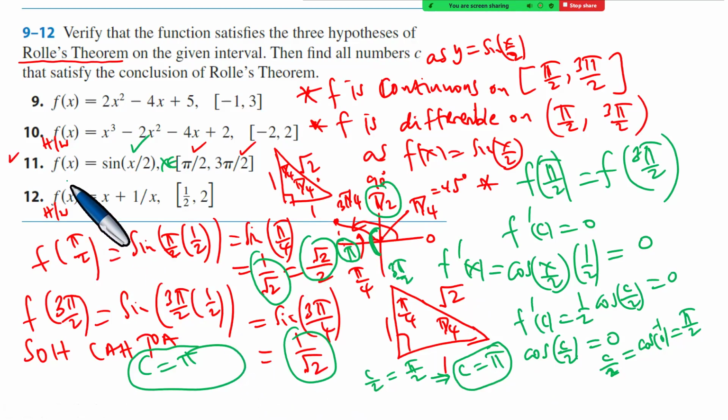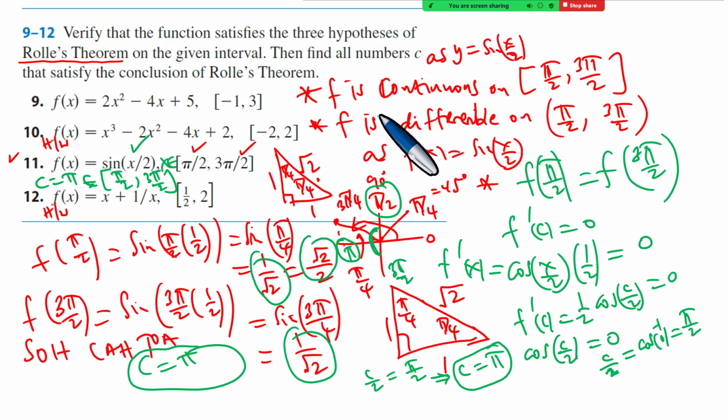In other words, in this question, we then say c equals pi, and this is an element of pi over 2, 3 pi over 2. Check it out. Okay, so that becomes the result. What have we done here? What are all these things?